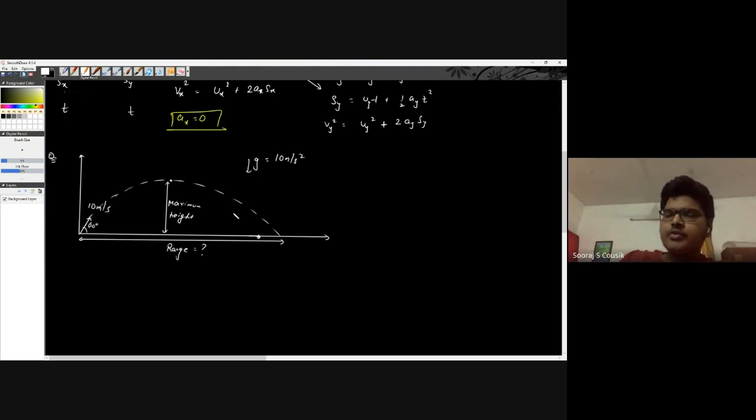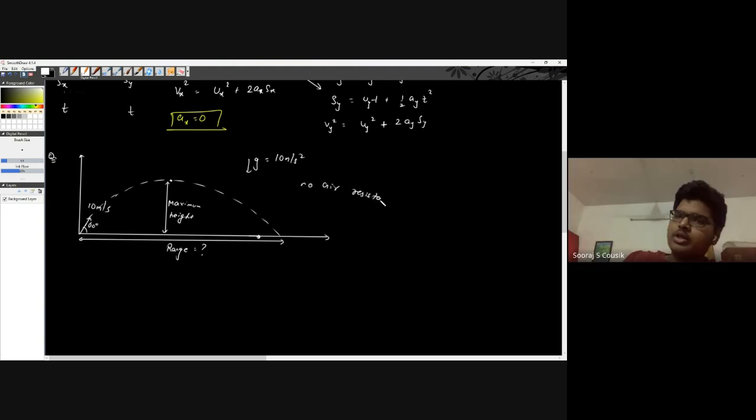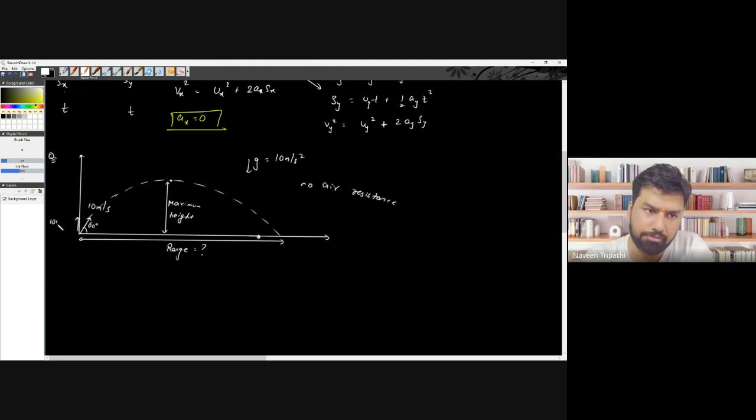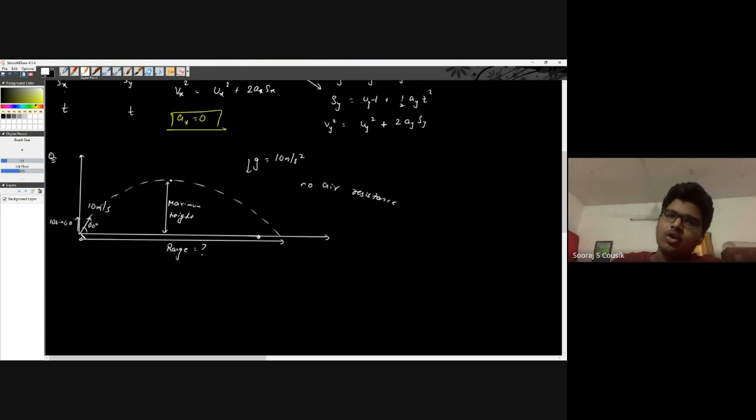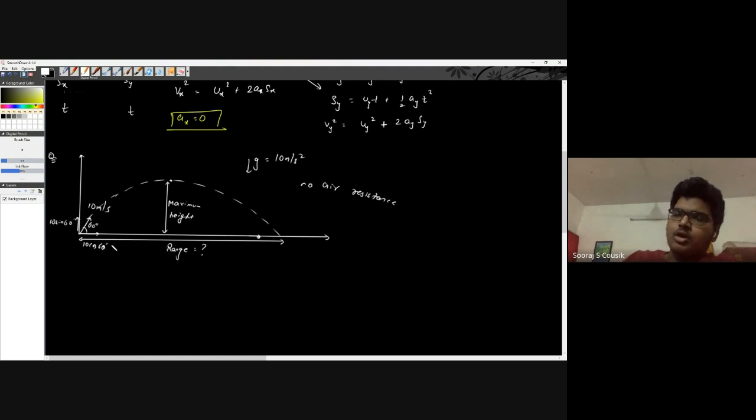One minute, sir. So we have to find the distance it travels horizontally and the maximum height vertically. Air resistance is zero. So the vertical component will be u sin theta, which is 10 into sin 60, and the horizontal will be 10 into cos 60. For maximum height, I can assume the initial velocity is u sin theta.